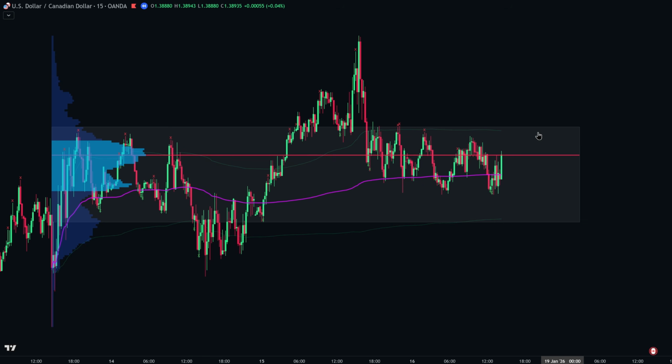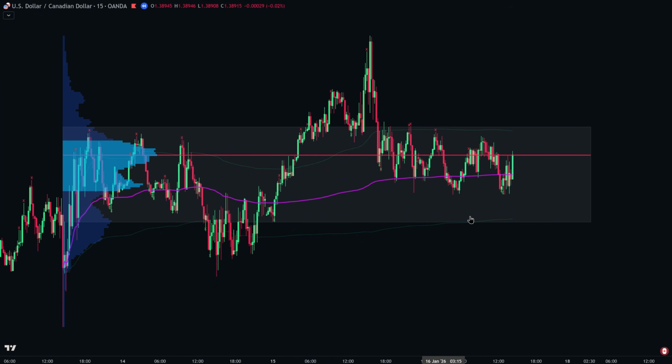This dark gray area marks the price range where 70% of all volume was traded within this particular range. In simple terms, 70% of all trading activity happened inside this dark gray rectangular box. That is exactly what it represents. It shows us where price was considered fair and balanced by institutions.